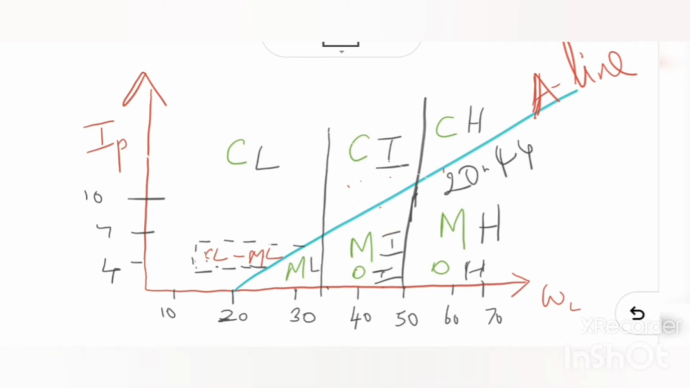Let's check where our soil lies. According to our given soil, the liquid limit lies here at 48% and the A line is 20.44. The IP value of our soil is 22. So we can very well say that our soil is located above the A line. So our soil is nothing but clay of intermediate plasticity.